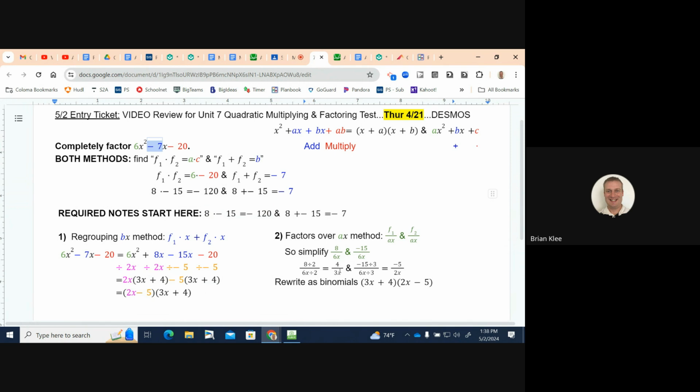If I divide both by 2, 8 divided by 2 is 4, 6x divided by 2 is 3x. That's completely simplified. And then -15 and 6x both divide nicely by 3. -15 divided by 3 is -5. 6x divided by 3 is 2x. And now if we turn them on their sides, those are our binomials, 3x plus 4 and 2x minus 5. If you notice, both answers are the same. They both have a 2x minus 5, and they both have a 3x plus 4.